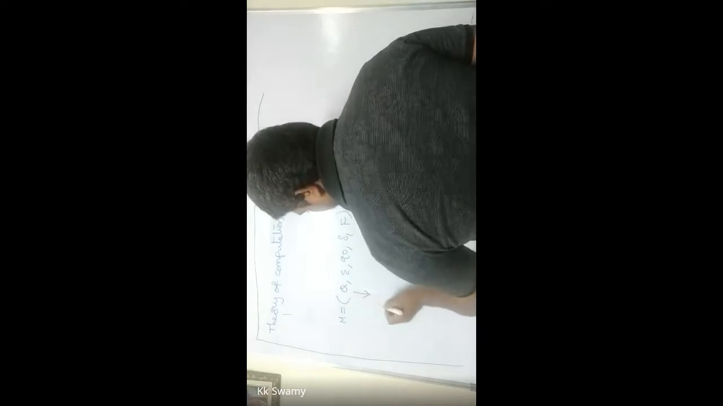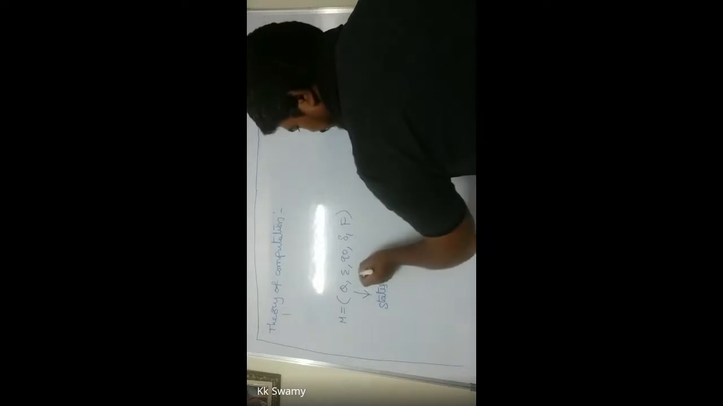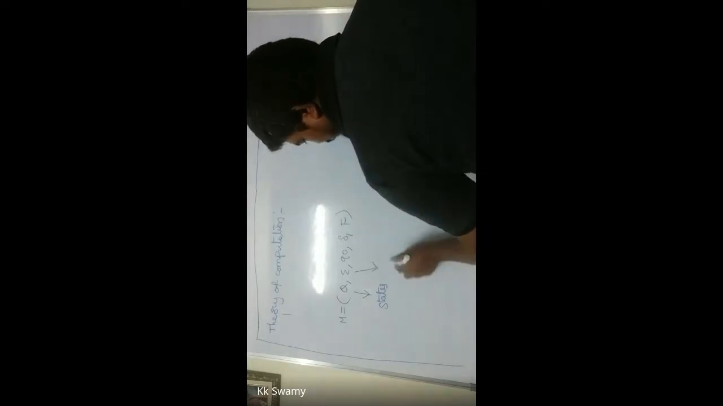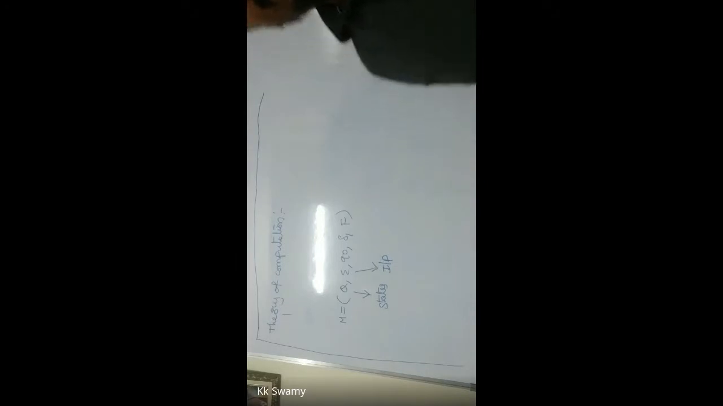What is meant by Q, what is my sigma, what is my Q naught, what is my delta, and what is my F? Where Q is a finite and non-empty set of states. Next, sigma is a finite and non-empty set of input alphabets or inputs.